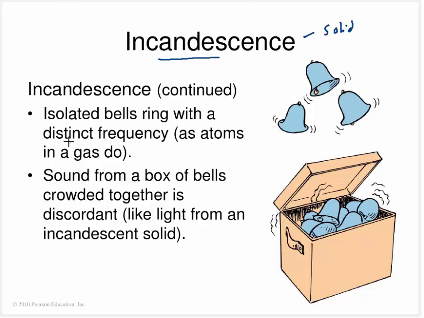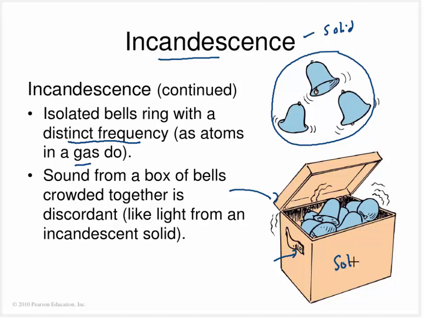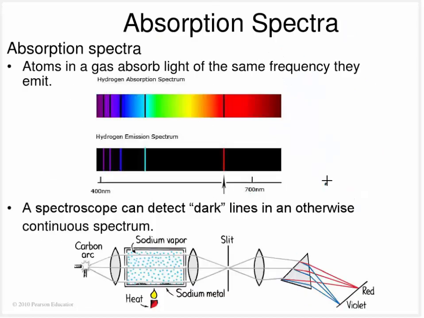If we were to think about ringing an individual bell, we're going to hear a distinct frequency. This is kind of like a gas. But if we took a bunch of bells and chucked them all together in a box and we were to shake that box, then we're going to hear a whole bunch of different frequencies because there's some connections going on here. The same is true for the colors of light that come off of a gas versus the colors of light that come off of a solid. These guys are all jumbled together. These guys are not.